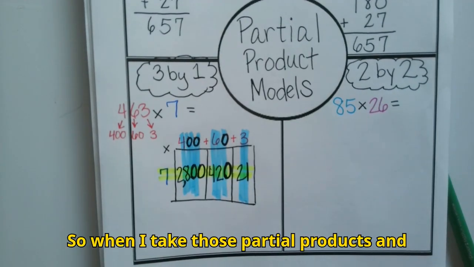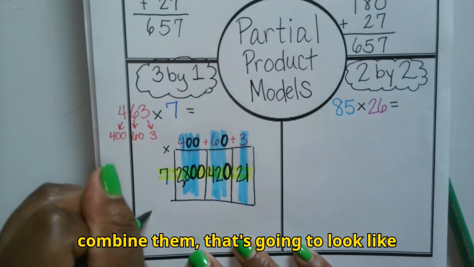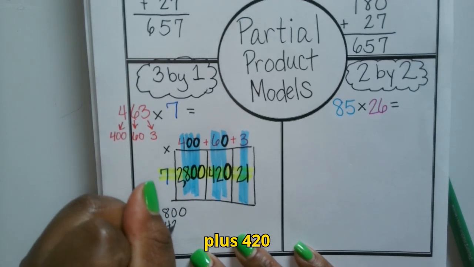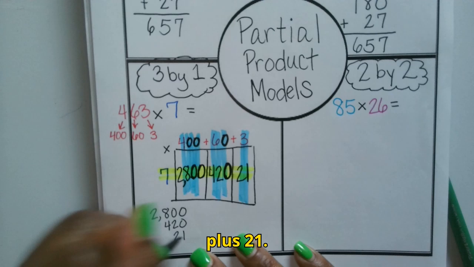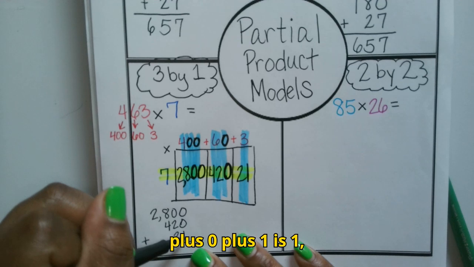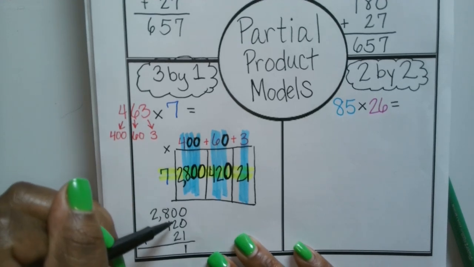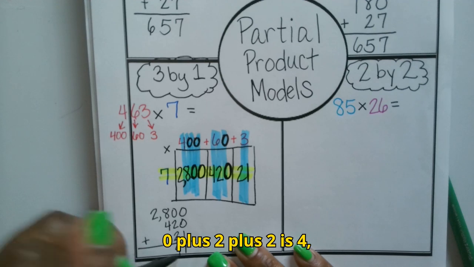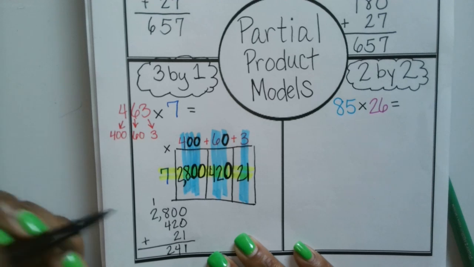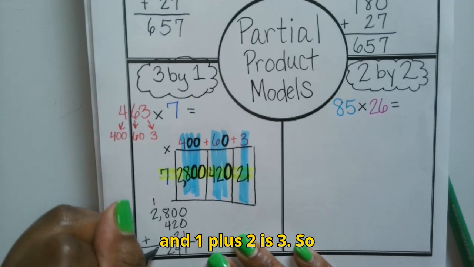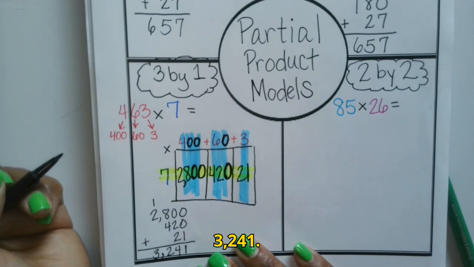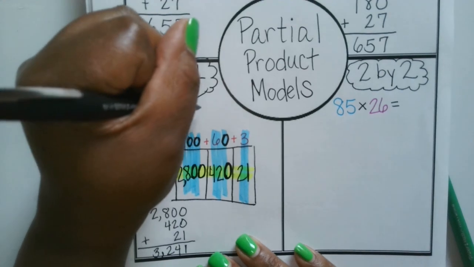So when I take those partial products and combine them, that's going to look like 2,800 plus 420 plus 21. That's going to give me, let's see, 0 plus 0 plus 1 is 1. 0 plus 2 plus 2 is 4. 8 plus 4 is 12. And 1 plus 2 is 3. So that's going to give me a total product of 3,241.